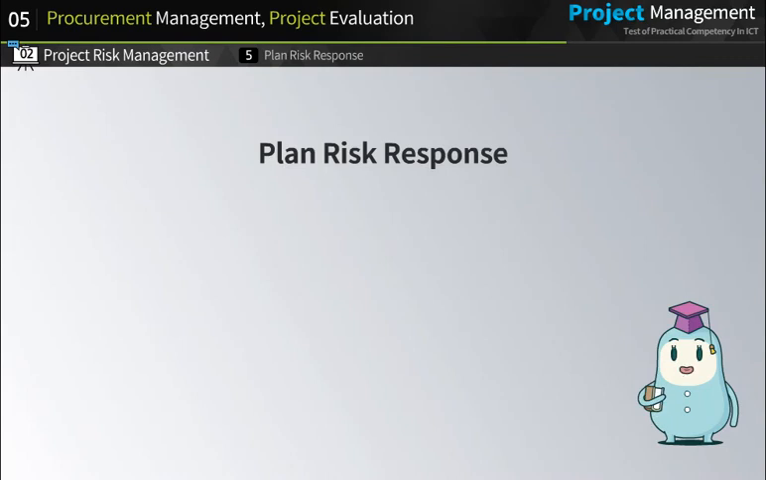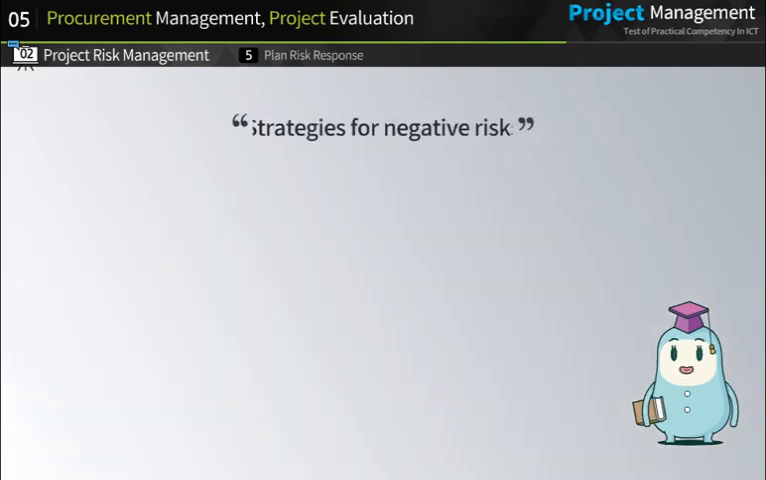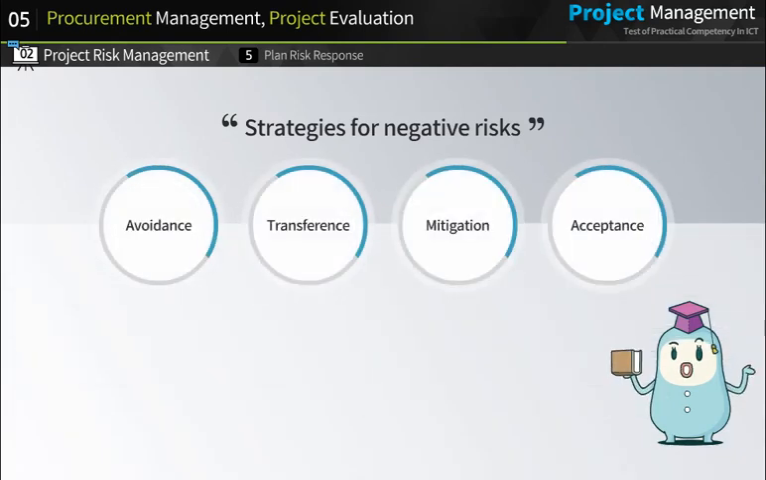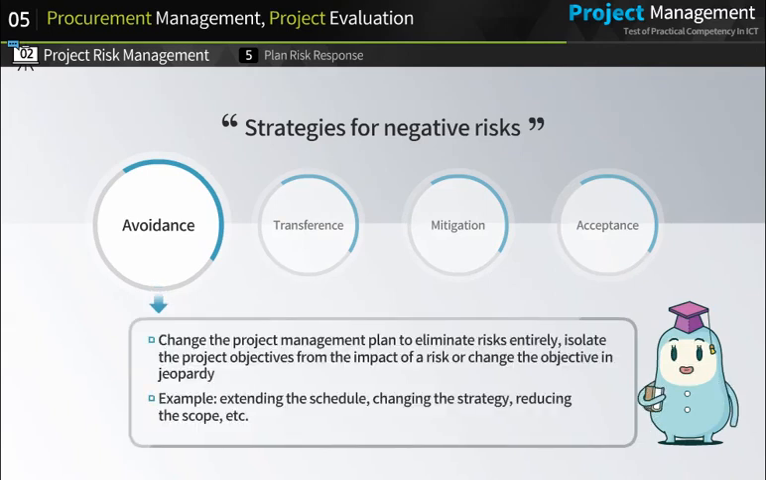Next, planning risk responses. This is the process of developing alternatives and actions to enhance opportunistic factors and to reduce threats to project objectives. The following are the strategies for negative risks: avoidance, transference, mitigation, and acceptance. First, risk avoidance involves changing the project management plan to eliminate risks entirely, isolating the project objectives from the impact of a risk, or changing the objective in jeopardy. Examples of this strategy include extending the schedule, changing the strategy, and reducing the scope.